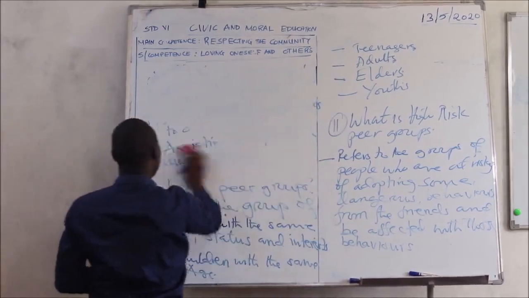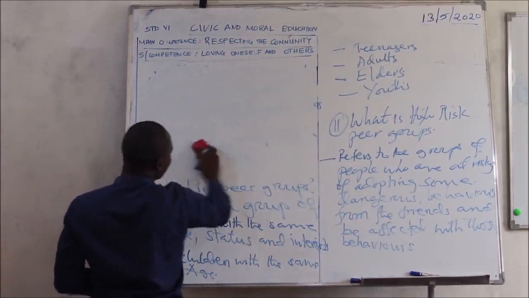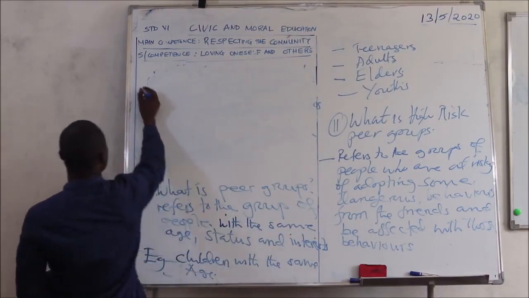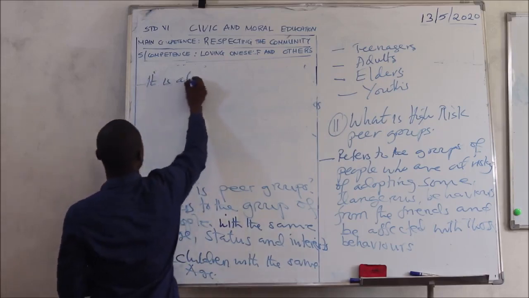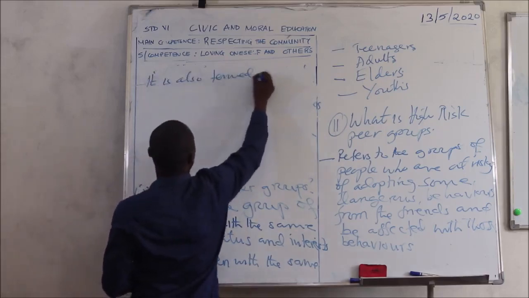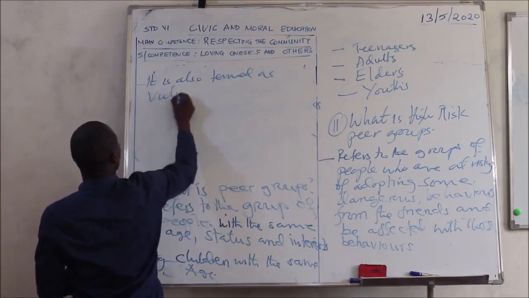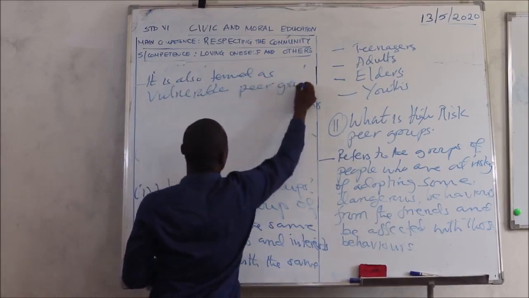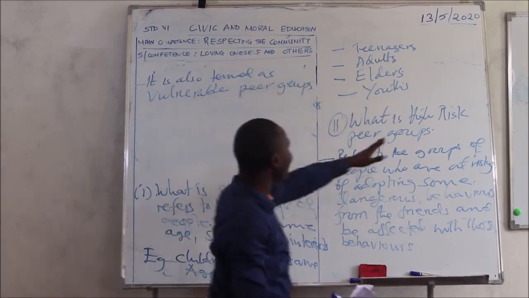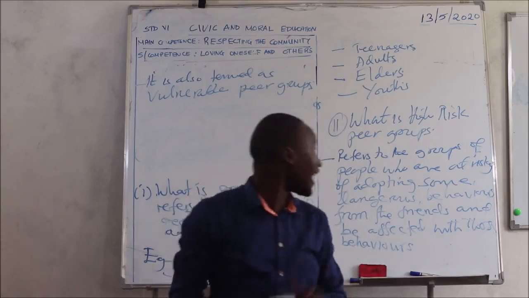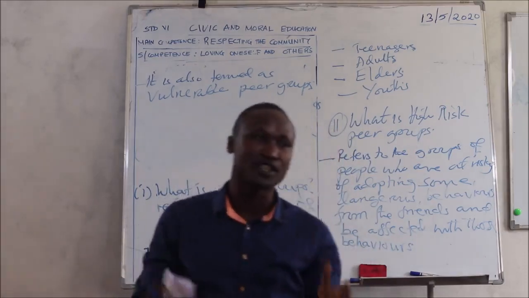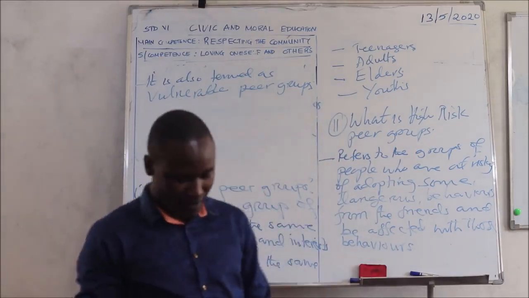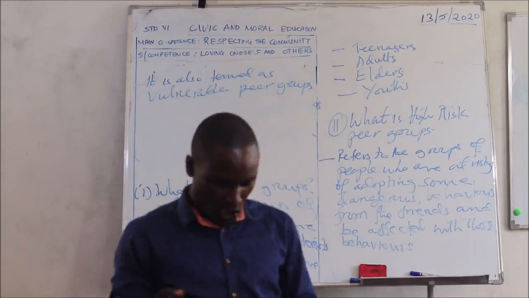Now, sometimes high risk peer groups are known as vulnerable groups. Sometimes they are termed vulnerable peer groups. High risk peer groups are sometimes termed as vulnerable peer groups. So that is the other term which is used to describe the same concept.